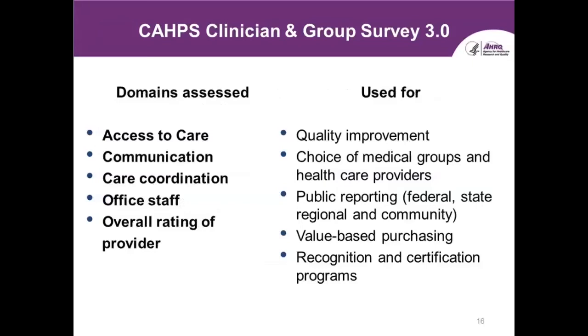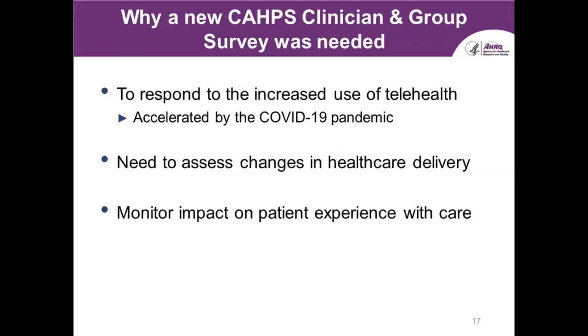So the 3.0 survey assesses access to care, communication from providers to patients, care coordination, and office staff courtesy and respect. It also includes an overall rating of the provider. The 3.0 survey has been used for a variety of purposes, including quality improvement, choice of providers, public reporting, value-based purchasing, and recognition and certification programs. Next slide, please.